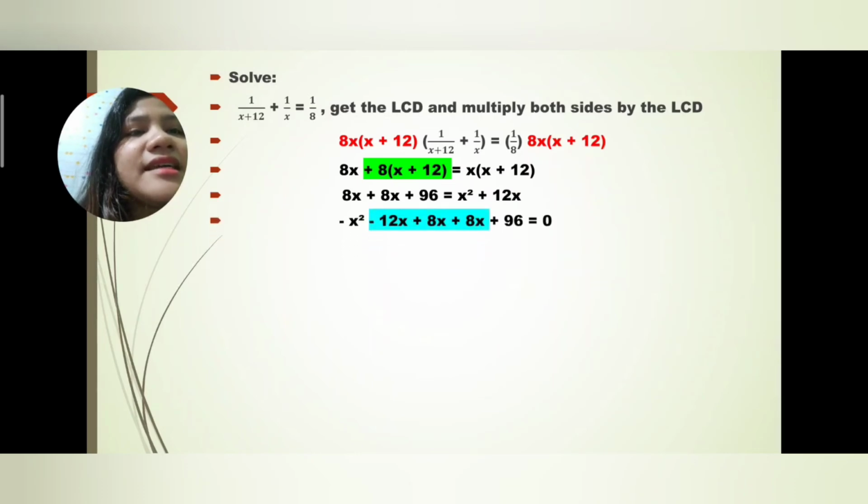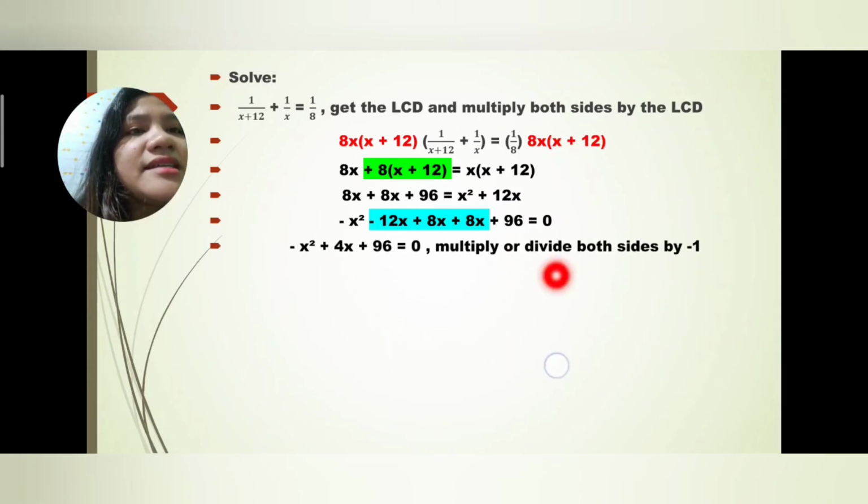The next is, we will transpose x squared plus 12x sa left side. So, ang sign nila is ma-change na from positive magiging negative. So, negative x squared na, then itong positive 12x magiging negative 12x. Then, copy lang 8x. Itong dalawang 8x, copy lang, then plus 96 is equal to 0.